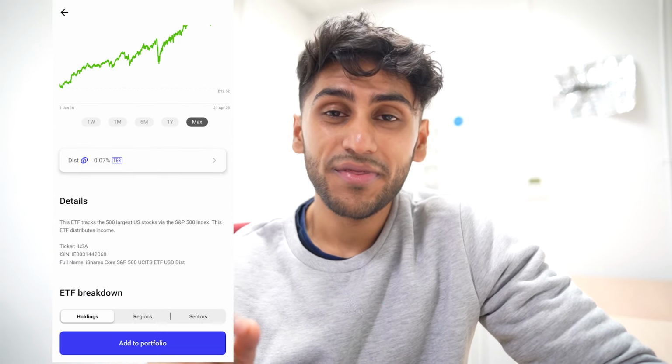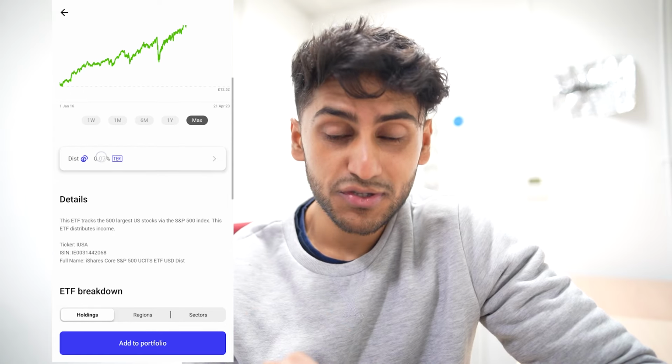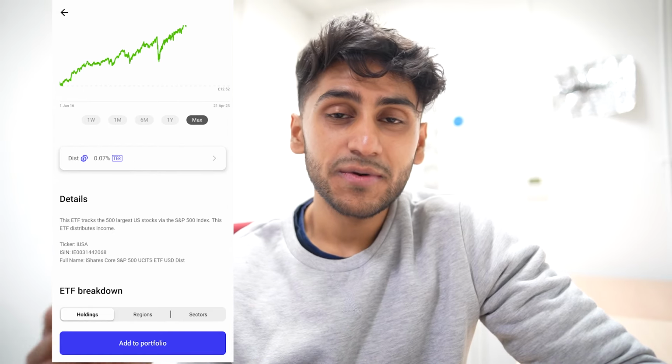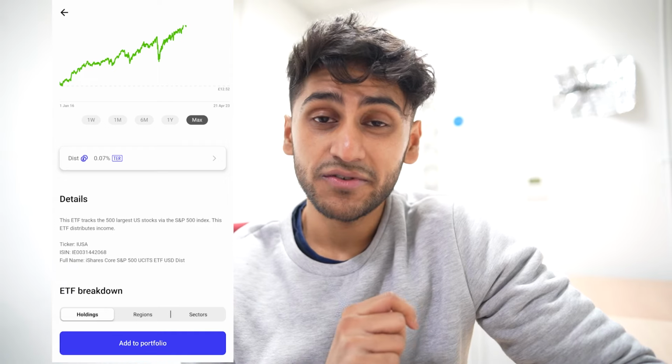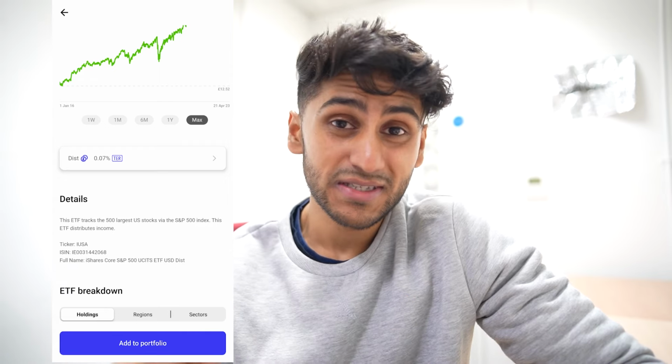The first most important thing to note is the total expense ratio. It's this number here. Investors in the USA are very lucky because Vanguard offers a total expense ratio on the S&P 500 in some cases as low as 0.03%.